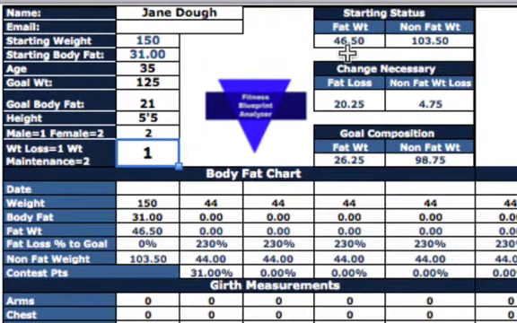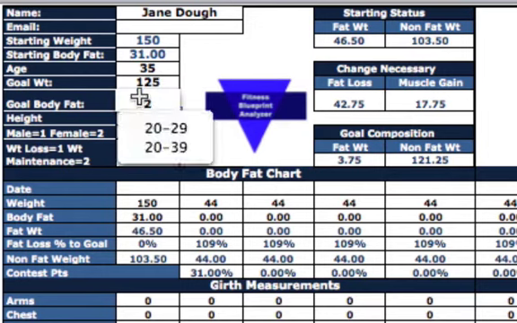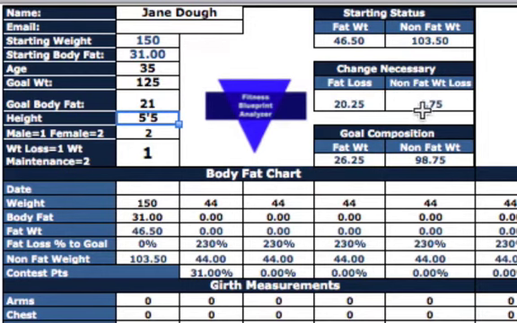The starting status is going to give the breakdown of the fat weight to non-fat weight. The difference with the change necessary is that you will have your fat loss on the left and the non-fat weight loss or muscle gain requirements on the right, and everything is going to be in pounds. So for instance, if her goal was to carry 3% body fat, which is unrealistic, but for the sake of this example, you'll see that non-fat weight loss now turns to muscle gain. She would have to gain 17.75 pounds as opposed to losing almost 5 pounds of non-fat weight. And it will still give you the goal composition, your goal fat weight carried, and your goal non-fat weight carried.